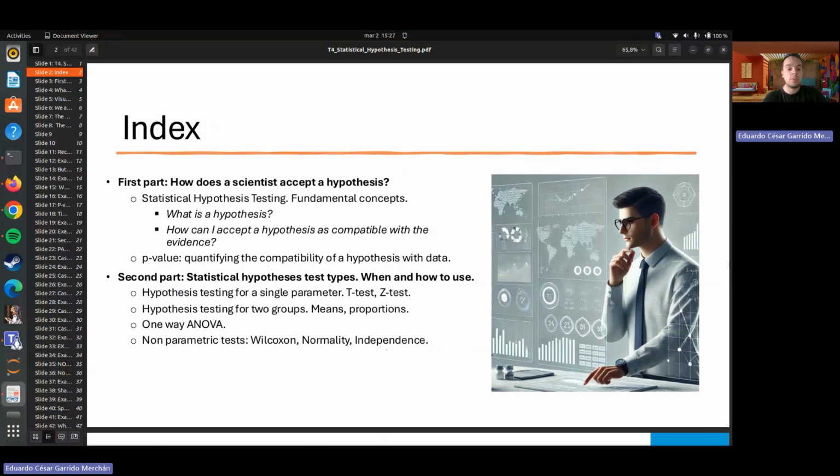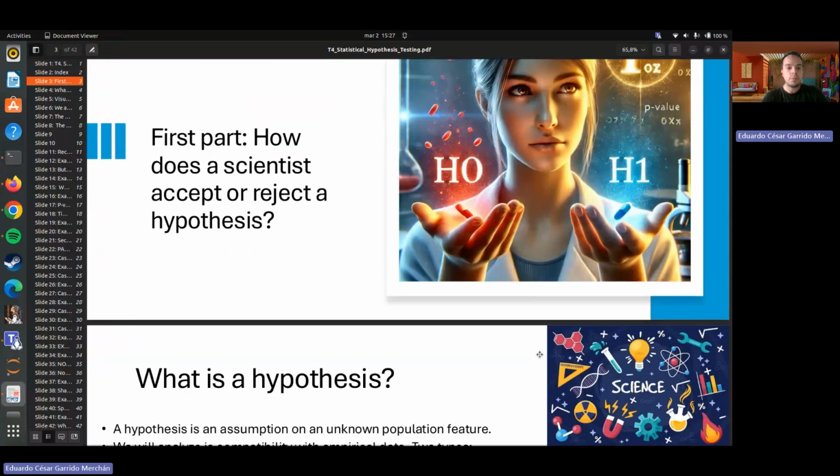So just these concepts. And in the second part, we are going to see examples of how we apply the previous concepts in practice. Okay, so 5 different cases of parametric tests, and finally 3 non-parametric tests.